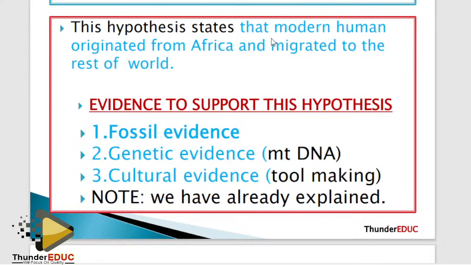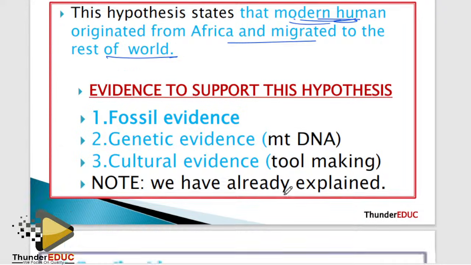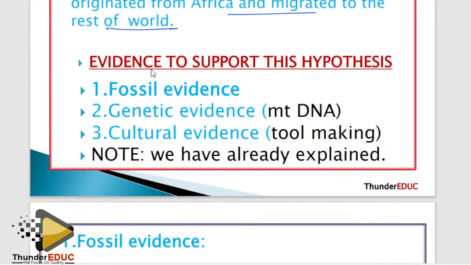If they ask you to explain the out of Africa hypothesis, guys, you need to know that modern humans originated from Africa and migrated to the rest of the world. That is the first point. You need to know that. But now, when they talk about evidence to support that, it is fossil evidence, genetic evidence, and cultural evidence.